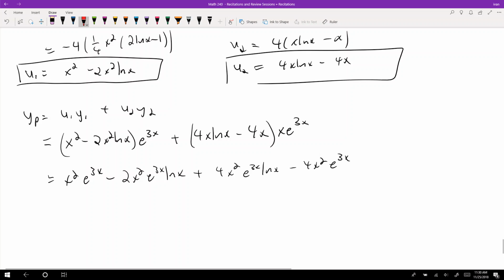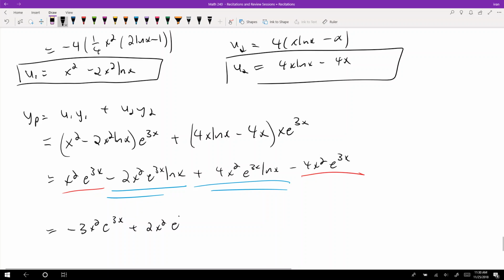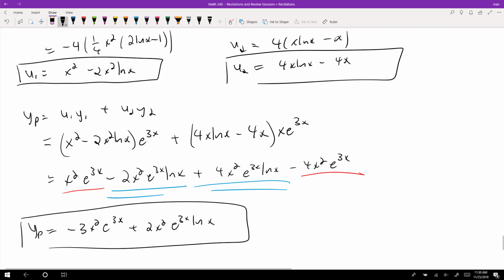So like terms, this guy and that guy, those are like terms, and then this and this are like terms. So we get negative 3x squared e to the 3x plus 2x squared e to the 3x ln x. And yeah, that should be the correct particular solution. Remember, always plug it into Wolfram Alpha just to double check. I'm not going to do that here because I have this worked out already and I'm pretty sure it's correct.